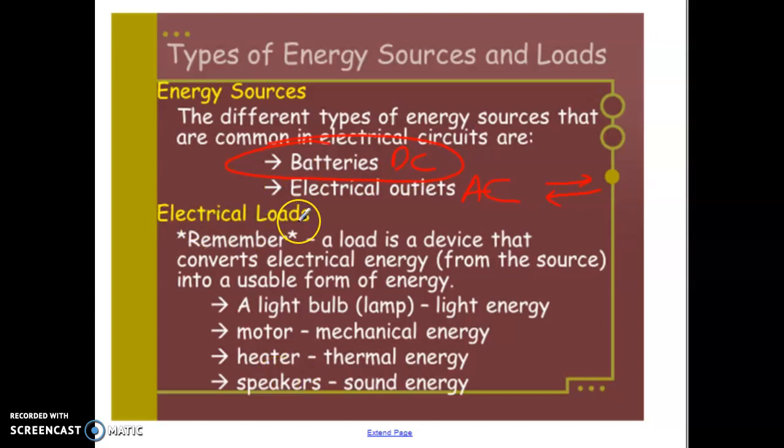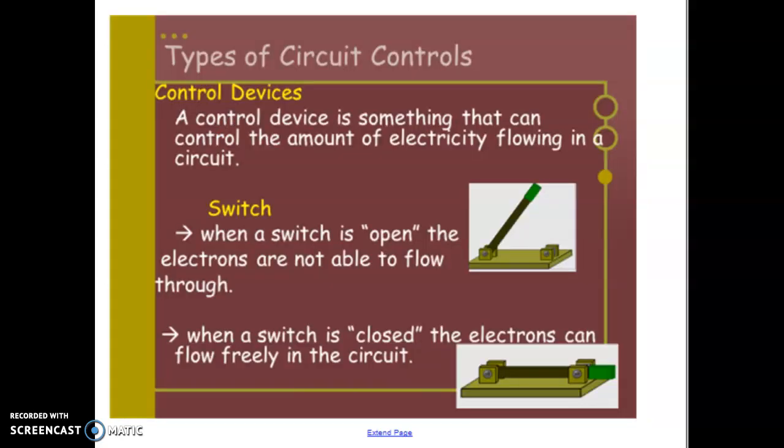So electrical loads, we've already talked about this. A load is anything that takes electrical energy and converts it. We've already mentioned a bunch of these. A light bulb or a lamp creates light energy, right? A motor creates mechanical energy. A heater, thermal energy. A speaker, sound energy, et cetera. So anything that you essentially use electricity to run is considered to be a load.